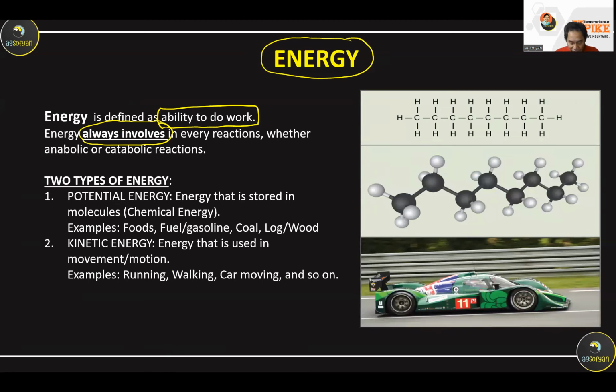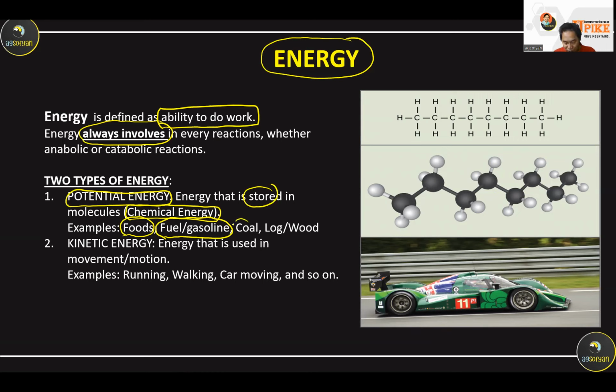Mainly, there are 2 types of energy. The first one is called potential energy, energy that is stored in chemical form. Therefore, sometimes it is also known as chemical energy. For example, in photosynthesis, the light energy will be stored as potential energy in the food, which is glucose. Other types of stored energy are fuel or gasoline. Gasoline is actually a chemical. It has a lot of carbons in it, and that carbon stores the energy.